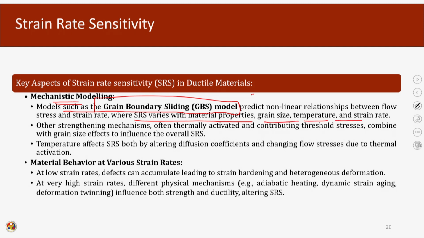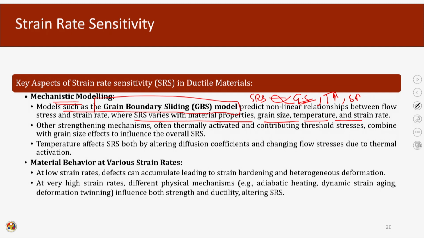Our strain rate sensitivity will vary as a function of grain size: the smaller the grain, the higher the sensitivity. It will vary with temperature: the higher the temperature, the more the strain rate sensitivity. And obviously with the strain rate: the higher the strain rate, the more the sensitivity. So, these are the strengthening mechanisms. This increases the inherent properties of the materials.